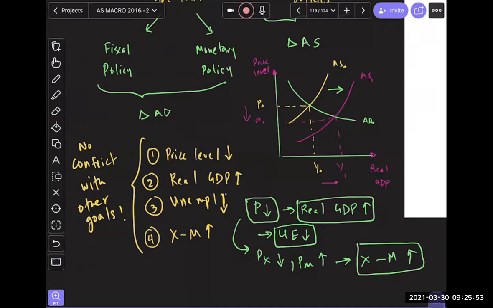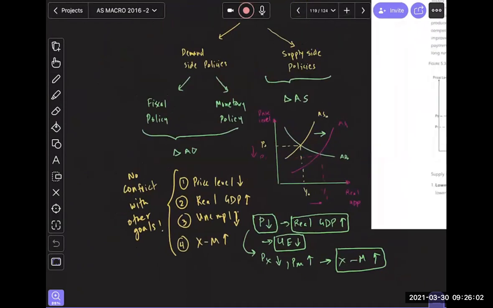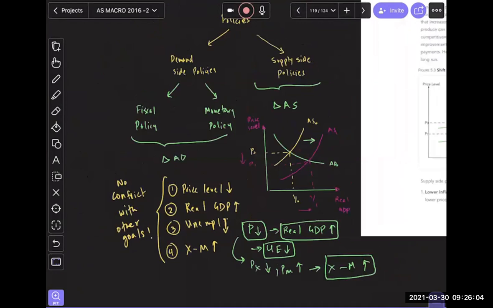Does that make sense? So, what are supply side policies? Let's talk about that. But before I do that, is there any question about whatever we've done so far? Any questions, guys, before we move on? Are we good to move on, Muzna and Shayan and everyone?